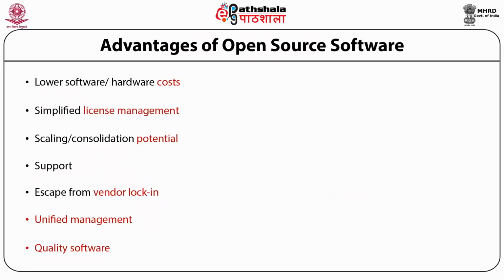Apparently, that means hardware can be common, so you save money on hardware also. Simplified license management, and scaling is extension, scaling, and also redevelopment. Such kind of potential support is available, and you are free from the clutches of vendor lock-in, with a unified management. And obviously, this creation is done by so many intellectual people. You get a quality software. That is the advantage of it.